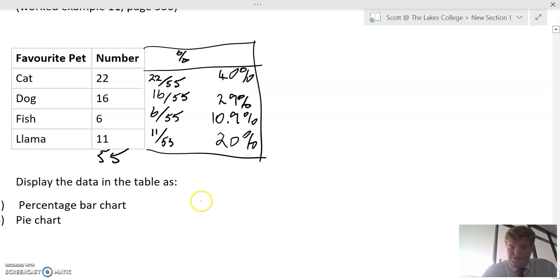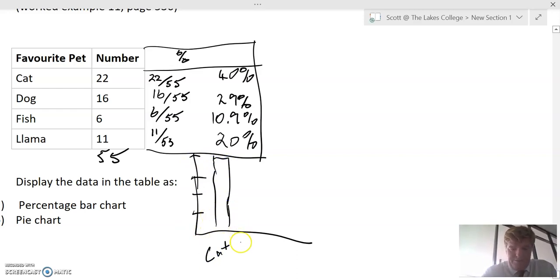So in terms of a bar chart, we can do it this way. We say 10, 20, 30, 40. We can start down here with cats. That would be up to 40%. Then we would have dogs, which would be 29%. Just nearly 30%, of course.